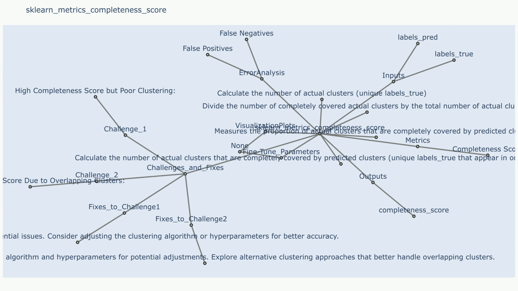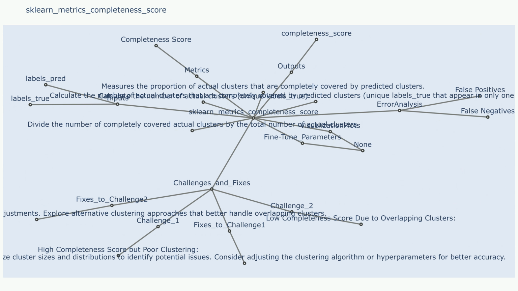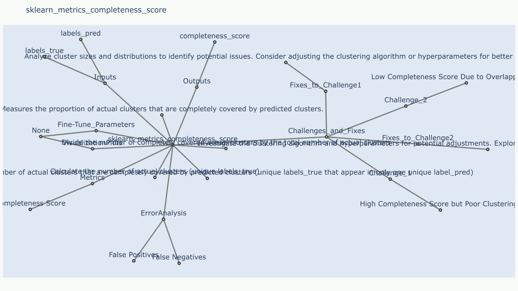Metrics: completeness score, a metric used to evaluate the performance of clustering algorithms. It measures the extent to which all members of a given cluster in the ground truth are also part of a cluster in the predicted clusters.